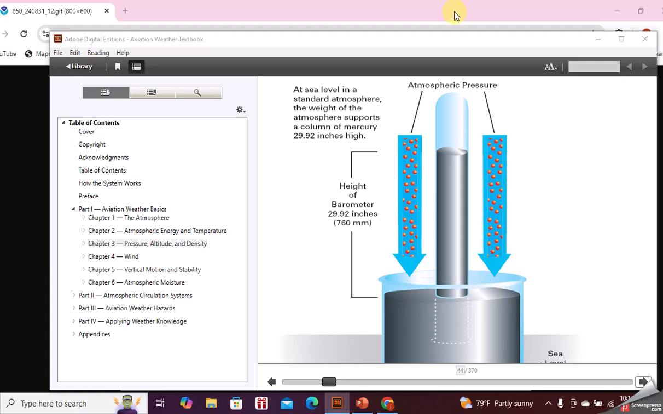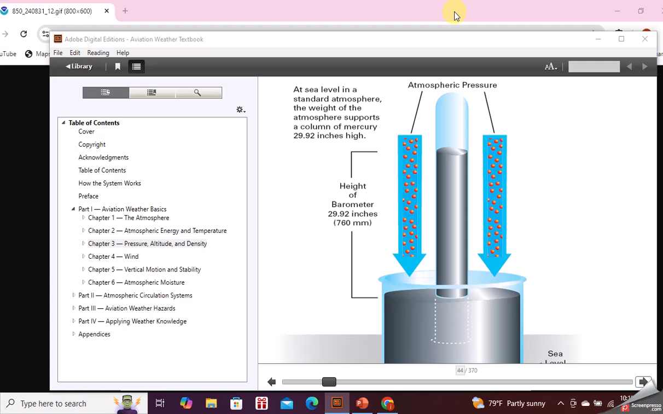There's a lot of molecules above you in the atmosphere. So all those molecules have a mass, which has a weight. What happens is, in this case, it's a barometer with mercury. We tend to not use mercury barometers anymore because mercury has been proven to be kind of dangerous.